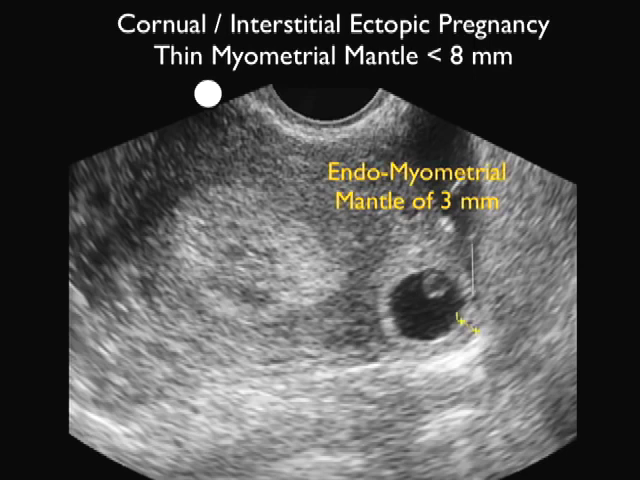Now we're going to measure the endomyometrial mantle, which is where the calipers are placed from the inner part of the gestational sac to the outer part of the uterus. Now we should have at least 8 millimeters of endomyometrial mantle for a normal pregnancy. Notice here the mantle is very thin at 3 millimeters, again correlating with a cornual ectopic pregnancy.